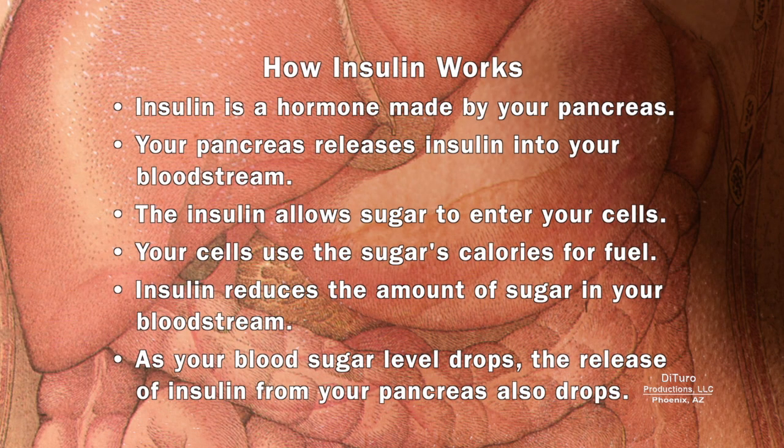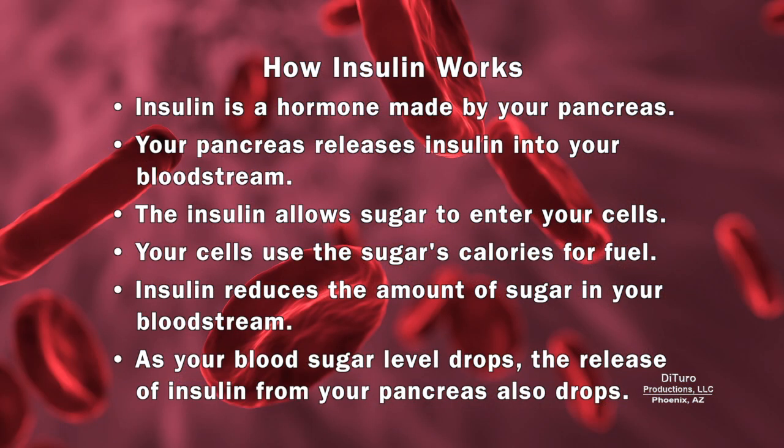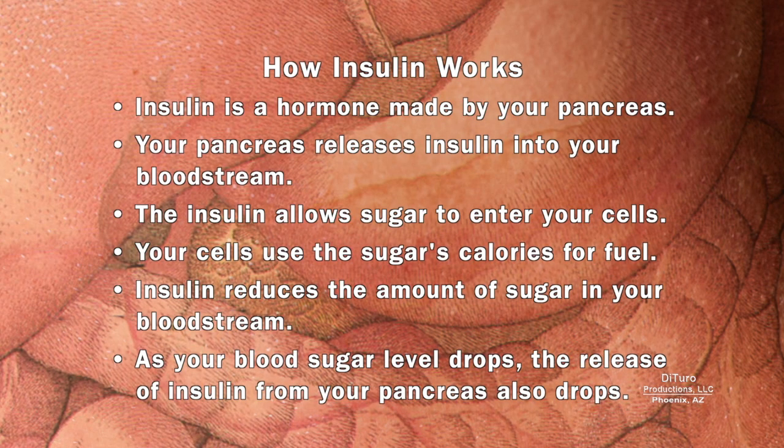Insulin is a hormone made by your pancreas. Your pancreas releases insulin into your bloodstream. The insulin allows sugar to enter your cells. Your cells use the sugar's calories for fuel. Insulin reduces the amount of sugar in your bloodstream. As your blood sugar level drops, the release of insulin from your pancreas also drops.